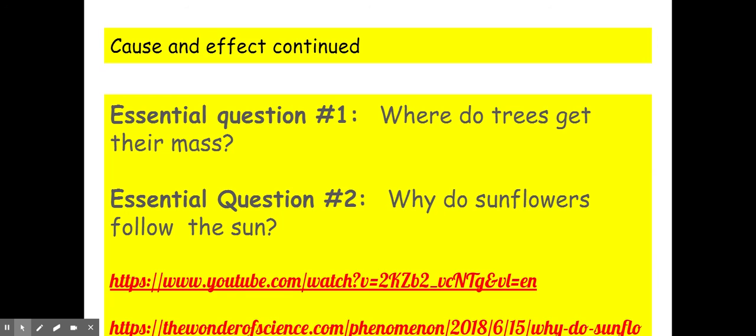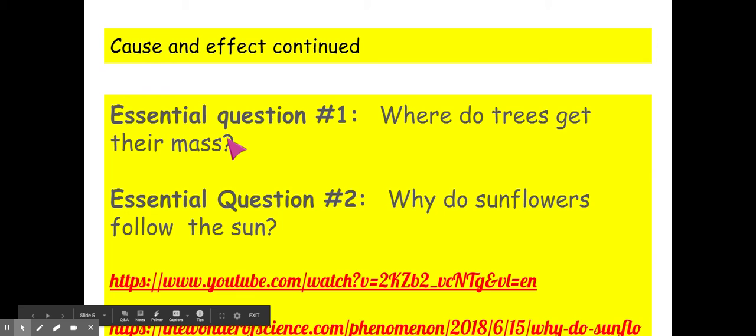All right. Cause and effect continued. Essential question number 1, where do trees get their mass? So go ahead and go to the slide deck and watch this first one, but try and think of a guess. What do you think causes trees to get mass? The next one is essential question number 2. Why do sunflowers follow the sun? And then you would go to this link in the slide deck and watch the answer to why sunflowers follow the sun. And that is it for you today.